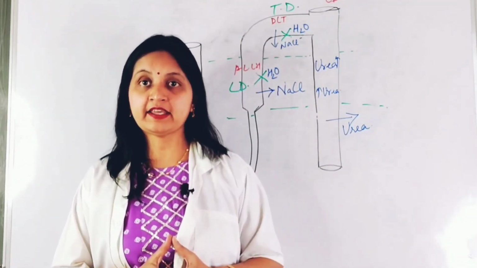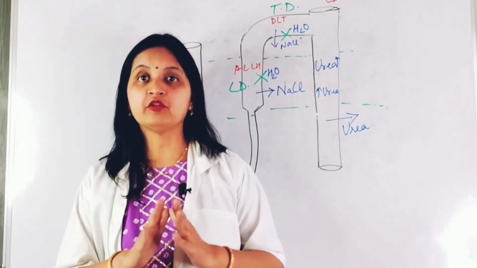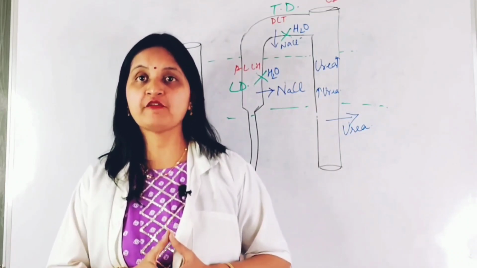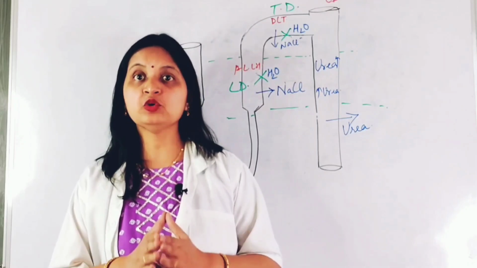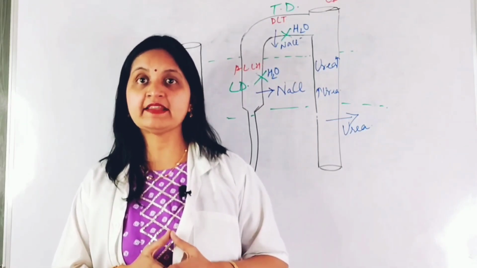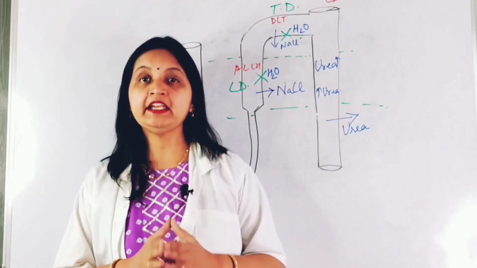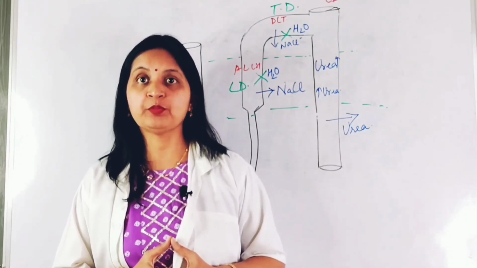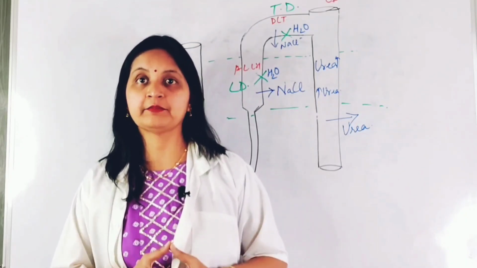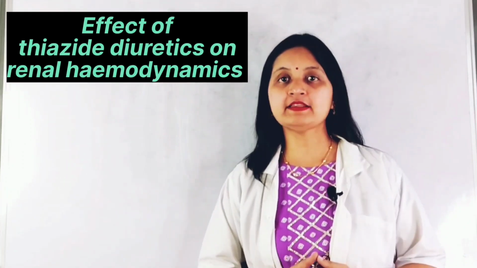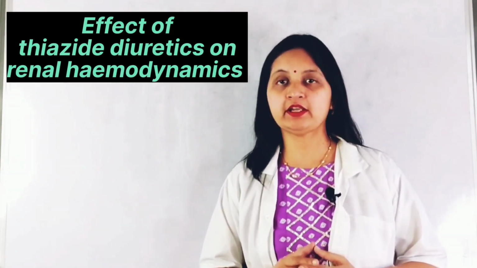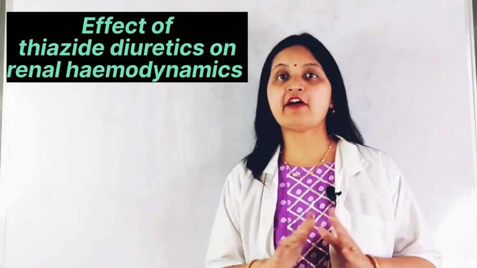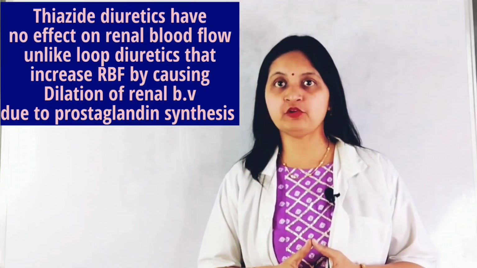Therefore, thiazide diuretics, which act more distally, have no effect on concentration of urine by the kidney, whereas loop diuretics, acting on the thick ascending limb of the loop of Henle, interfere with the kidney's ability to produce concentrated urine. Next, the effect of thiazide diuretics on renal hemodynamics. The thiazide diuretics have no effect on renal blood flow.